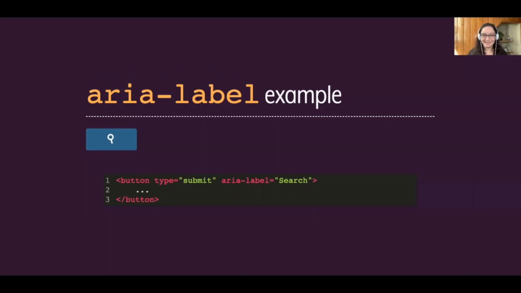But because it's an SVG, it doesn't have that alt value or that alt attribute, and it's a little bit harder to name. What we can do instead is add an ARIA label attribute to the button itself and say what we want the accessible name of that button to be. In this case, search is fine. We don't want it to be something descriptive like magnifying glass, because that doesn't describe the purpose of the button. We want this to be a search button and to be announced as a search button. So aria-label equals search works fine.